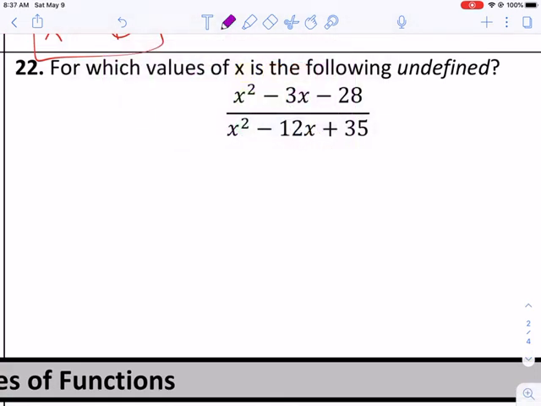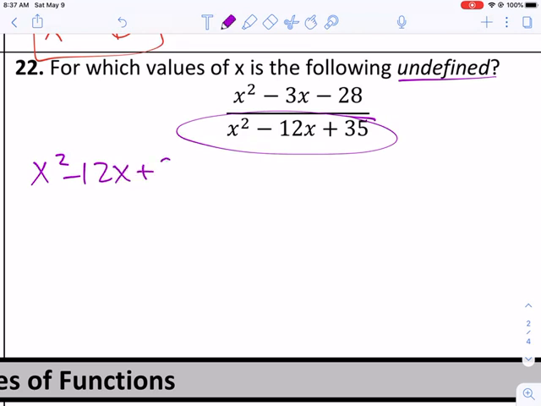Okay, and last problem here. Which of the following values of x is undefined? Okay, so all that means is we just need to look at the denominator and figure out which values of x we can't have. Okay, so what we're going to do is we're going to take x squared minus 12x plus 35. We are going to set it equal to 0, factor it, and solve that out to see which values of x we cannot plug in there.